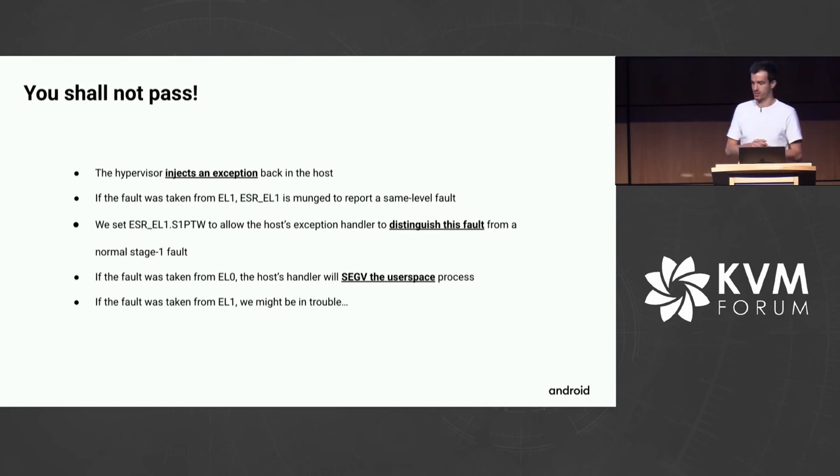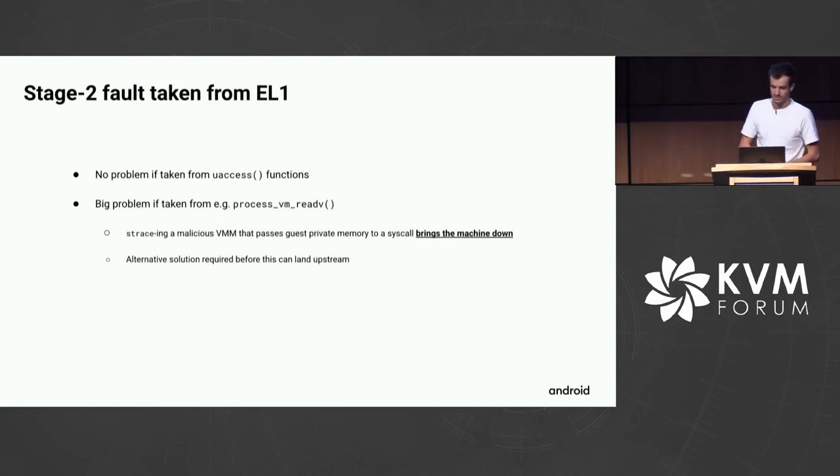In this case, we have the hypervisor repaint the exception syndrome register to pretend that the fault we've taken is a same level fault, and then re-enter the kernel saying, there you go, you've caused yourself to enter the exception handler, deal with it. There are cases where the kernel can handle same level faults, but not that many.